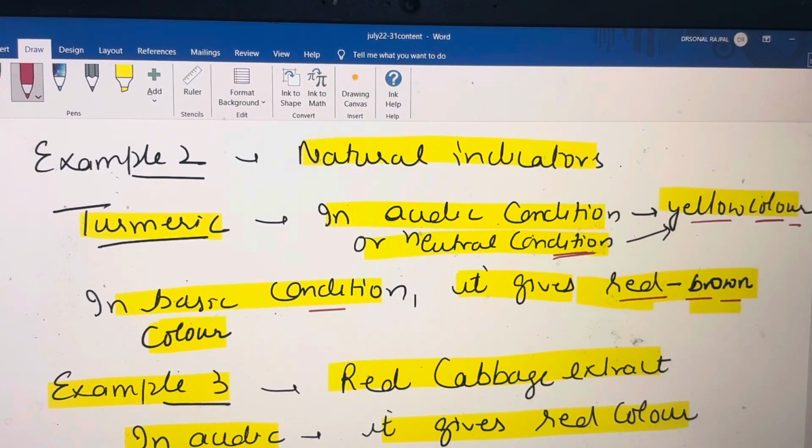Students, you have seen that whenever you have a spot of turmeric on your cloth and you wash it with any base, because soap is a base or any detergent is a base, it becomes red brown. So turmeric is also a natural indicator, giving a red brown color in basic condition.